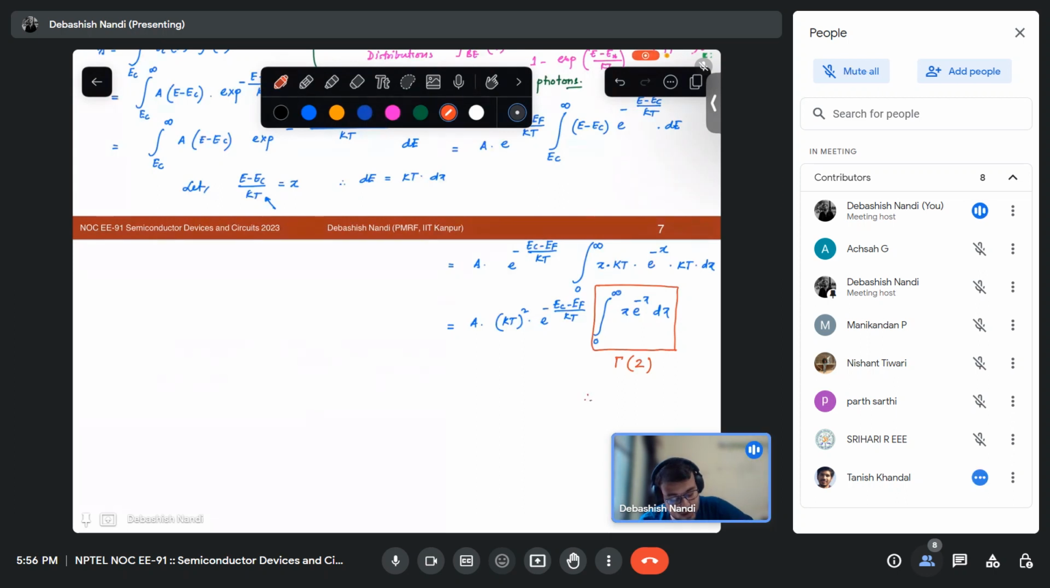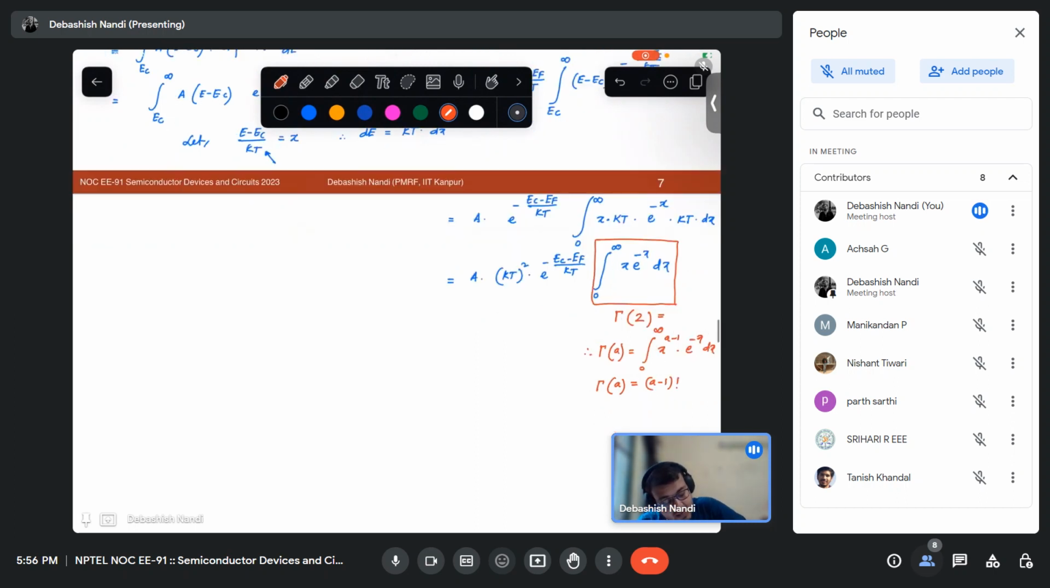Remember your gamma of, let's say, a would be equal to the integral from 0 to infinity of x to the power a minus 1 e to the power minus x dx. So what is gamma 2 value? Gamma a is nothing but a minus 1 factorial, right? Do you remember this, guys? So this will be nothing but your 1. This definite integral is nothing but your 1.